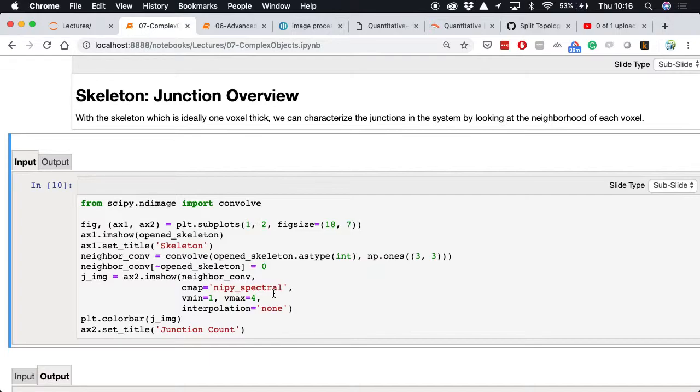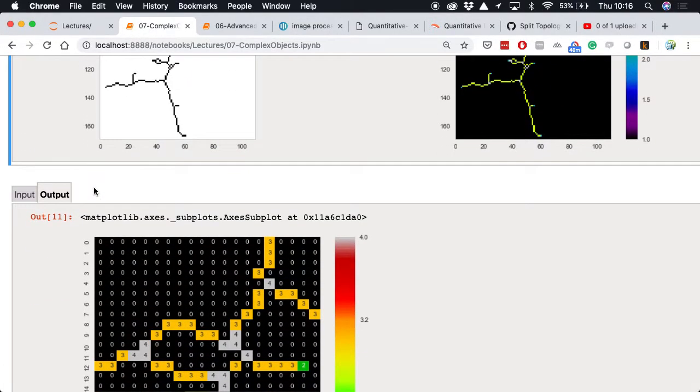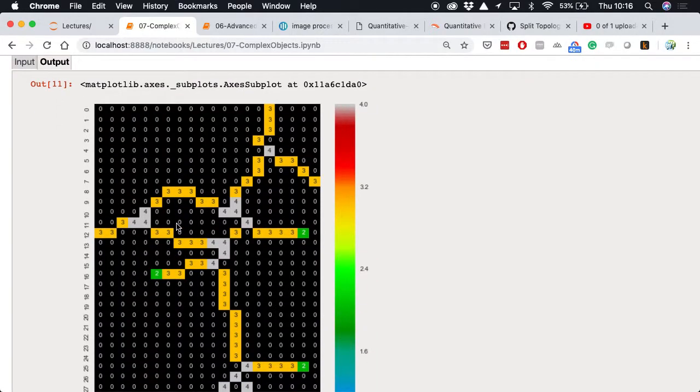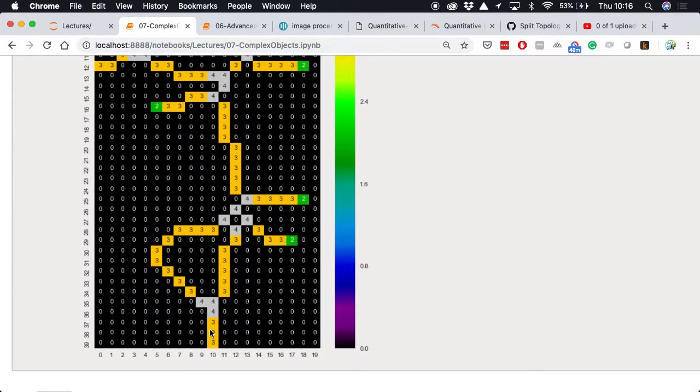And so we can just use a convolution with a 3x3 neighborhood and keep the results, and that gives us our junction count. And then we can zoom into one smaller part of the image to actually see, did it correctly do what we intuitively thought it would do? And so now it shows all the points with the label that they have, and it seems to work fairly well.